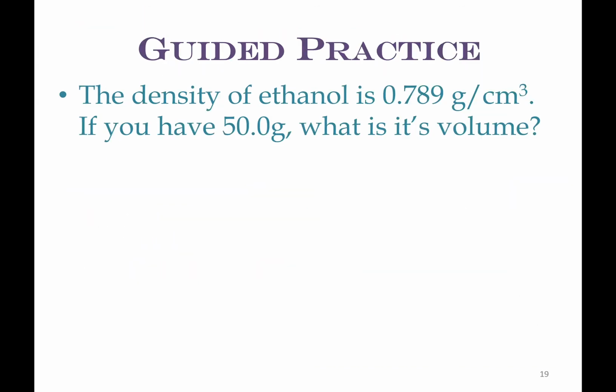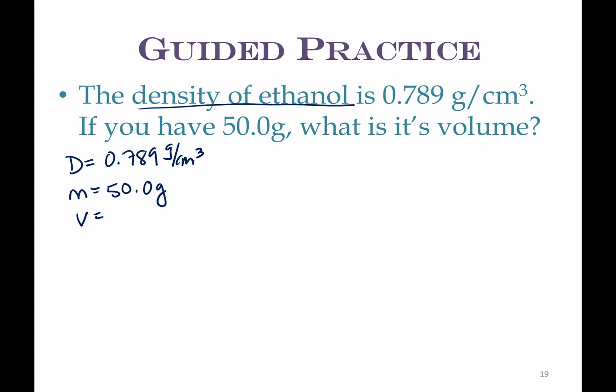Let's try it. The density of ethanol is 0.789 grams per cubic centimeter. If you have 50 grams, what is its volume? So density, mass, and volume are our three variables. We are given the density is 0.789 grams per centimeter cubed. Saying you have 50 grams, well, we all know grams is a mass unit because we just studied that, and we would like to know what is the volume.